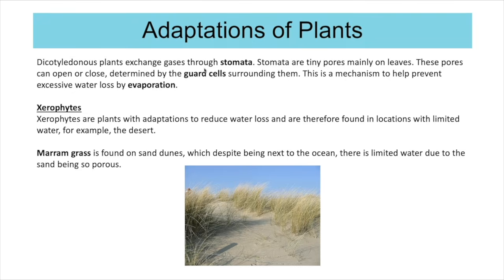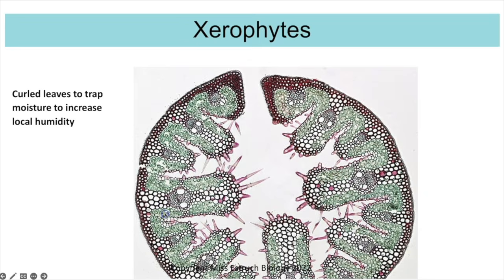to exchange. So xerophytes are plants that have adaptations to reduce water loss because these plants are found in environments with very, very little water, or it could be water but with a high salt concentration, or it could be very, very hot as well. But traditionally we mean there's limited water. Marram grass is an example of a xerophyte, and it's found at the sand dunes, which, despite being next to the ocean, which is water, has a limited water supply due to the fact that sand is so porous, so the water runs away.